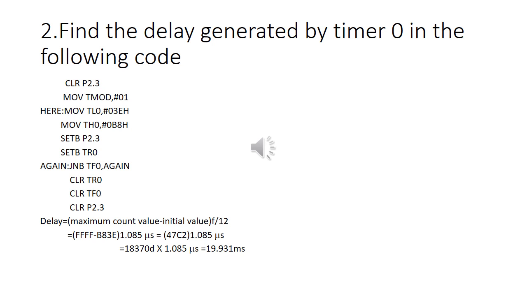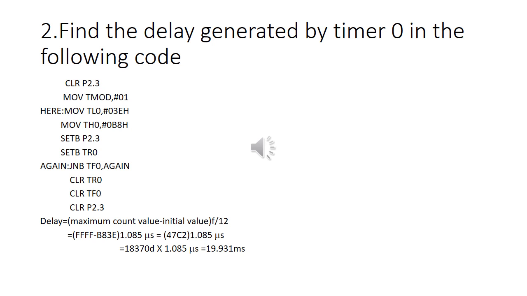Next, we'll see the second problem. The second problem is to find the delay generated by timer 0 in the following code. The delay subroutine program, which is generated using the timer, is already given. For this you should calculate the time delay. How to calculate the time delay? We know the formula: the time delay is the maximum count value minus the initial value, multiplied by 12 divided by the crystal oscillator frequency.